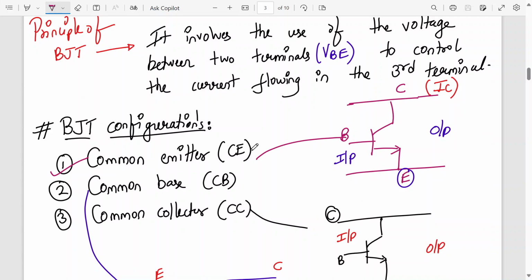It involves the use of voltage between the two terminals to control the current in the third terminal. That is true. So now can we start? The working?